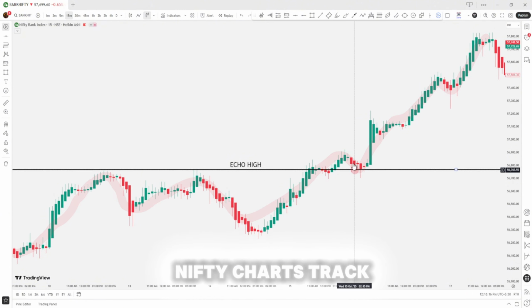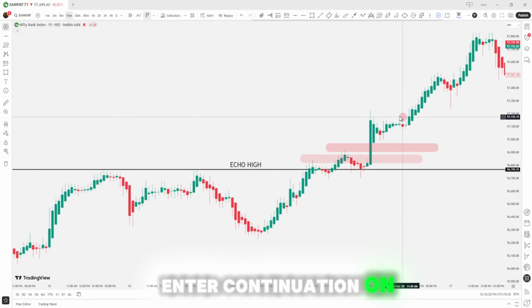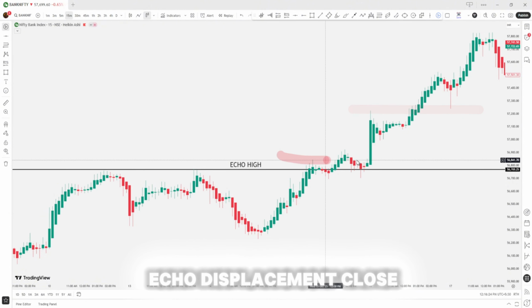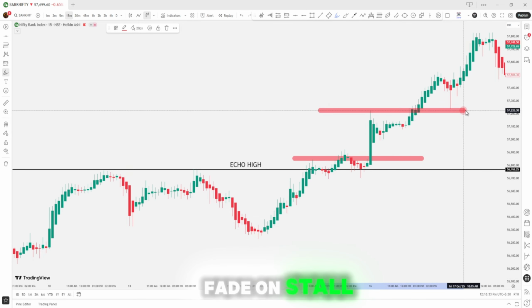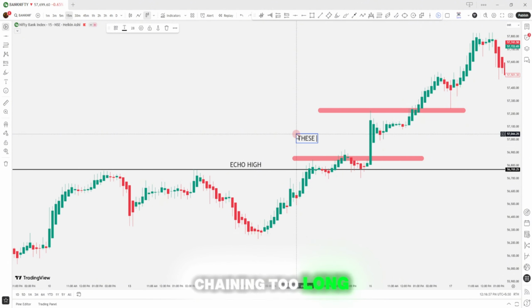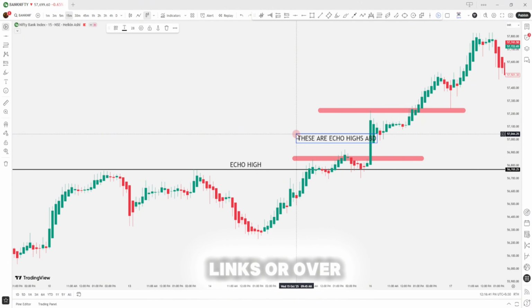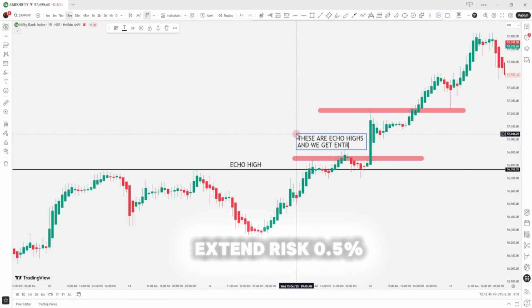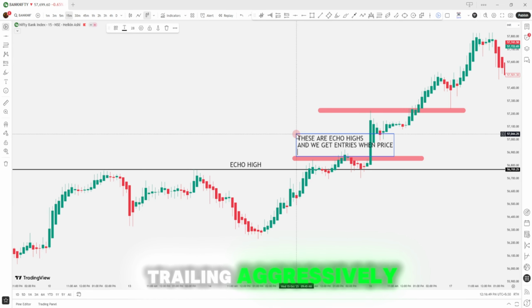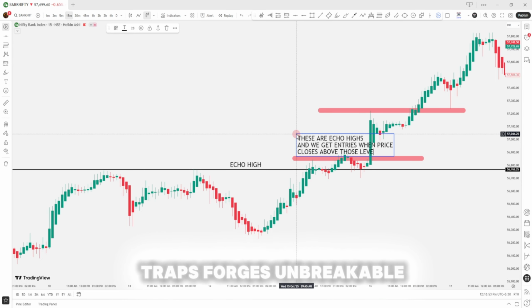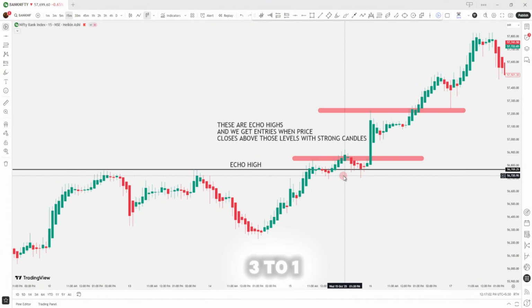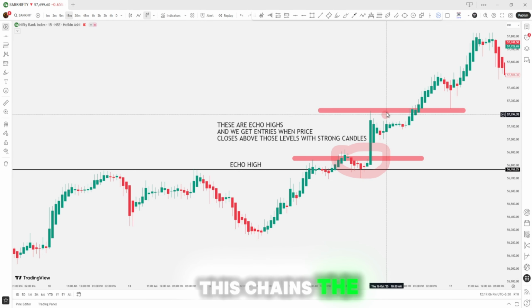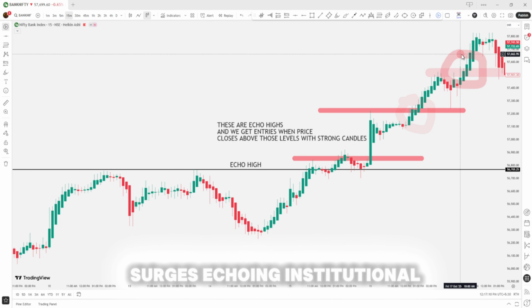On 15-minute Nifty charts, track the chain. Enter continuation on echo displacement close, stop at chain low, target chain extension. For breaks, fade on stall shadow. Pitfall, chaining too long, cap at 3 links or overextend. Risk 0.5%, trailing aggressively. Confluence with level traps forges unbreakable chains, hitting 60% with 3-to-1 averages. This chains the surges, echoing institutional resolve.